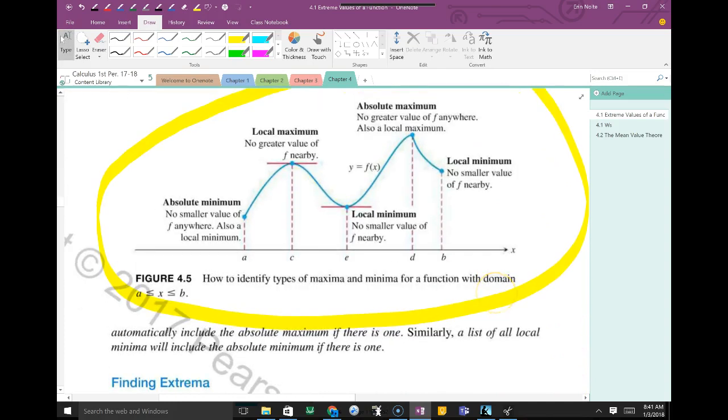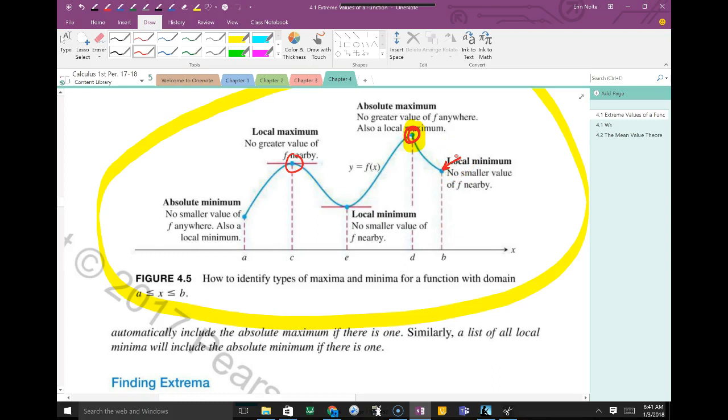Here's a little graph of this scenario where we have local versus absolute. Can you see the absolute maximum? Yes. Bam, it's right there at the very highest spot, right? So this is our absolute highest spot. Can you see our local max? You see a local max? Yeah. This one happens to be right here at the top of the hill, and there's also one right here at the very end point.